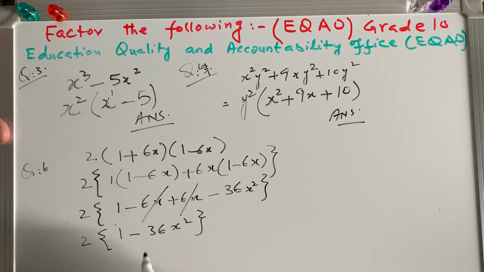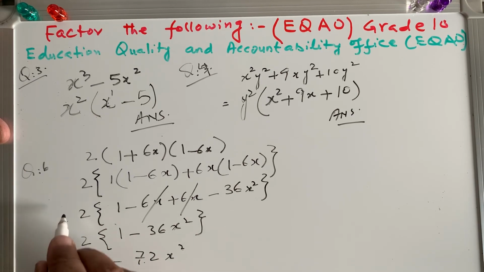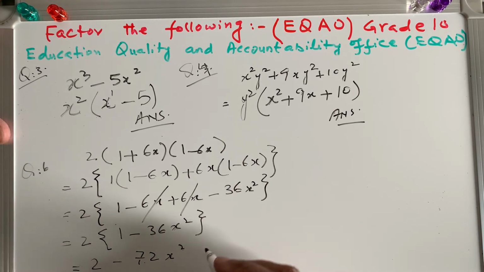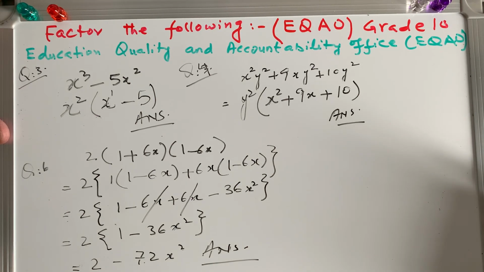I can bring 2 now inside, so that can be solved as 2 minus 72x square. So 2 times 36 is 72. I did not change anything in the given question, and I arrived at a simplified version of 2 minus 72x square.